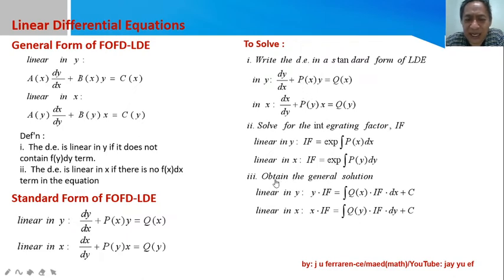Then you can obtain the general solution. Linear in y: y times the integrating factor you solved in step 2 is equal to the integral of Q of x, taken from the standard form, multiplied by the integrating factor evaluated in step 2. Integrate that with x as the variable of integration. Then add your c because it is a general solution. It is the same with linear in x: x times the integrating factor equals the integral of Q of y, taken from the standard form, multiplied by the integrating factor, dy, plus c.